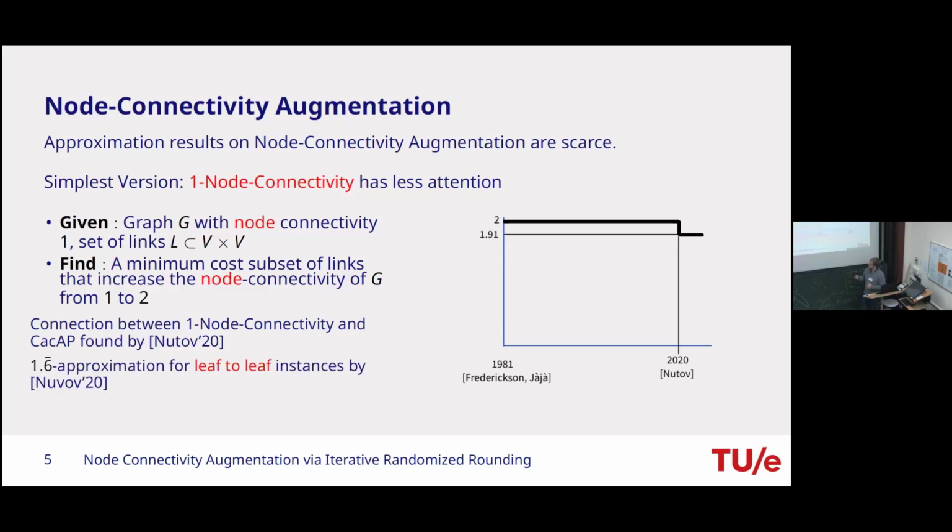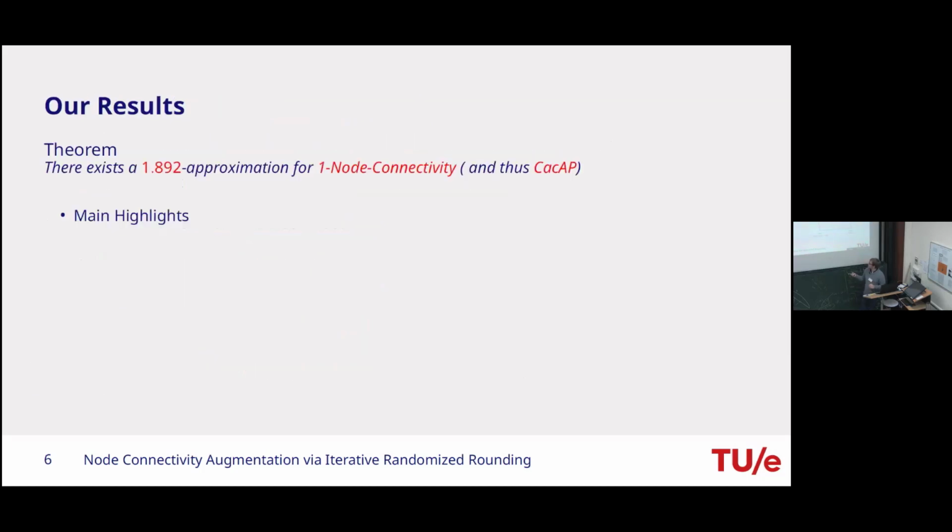In addition, Newton also found a 1.6 approximation, 6 repeating, for so-called leaf-to-leaf instances, which is where both endpoints of a link are leaves. That will come up in a bit. Our results: we find a 1.892 approximation for one node connectivity augmentation. Since they both use the same reduction, we find a similar approximation for Cactus augmentation.